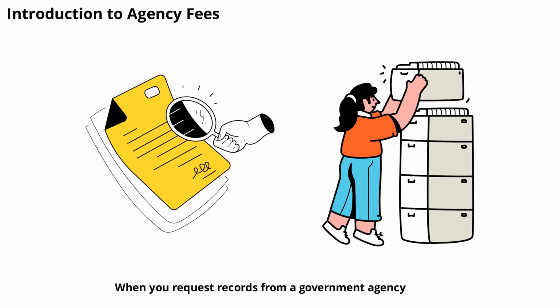When you request records from a government agency, you might be surprised to learn that there are often fees involved. These charges can vary depending on the type of record, the format you request, and the agency's own policies. In this video, we'll break down what fees agencies are allowed to charge for providing records, why these fees exist, and how you can anticipate or even reduce these costs.